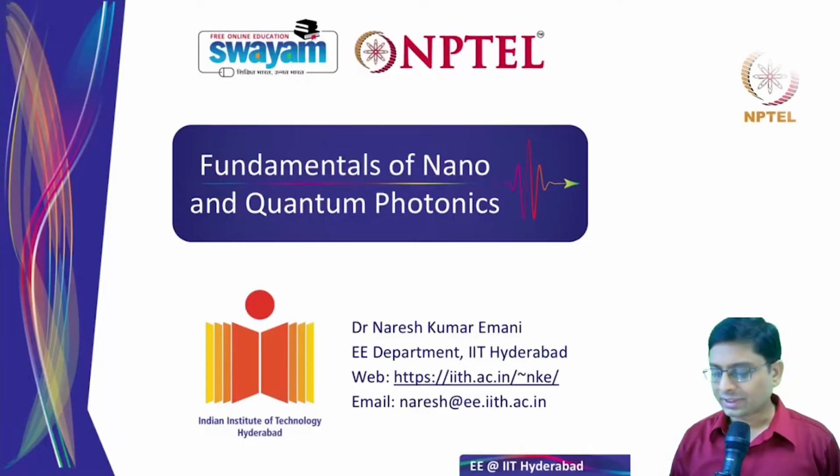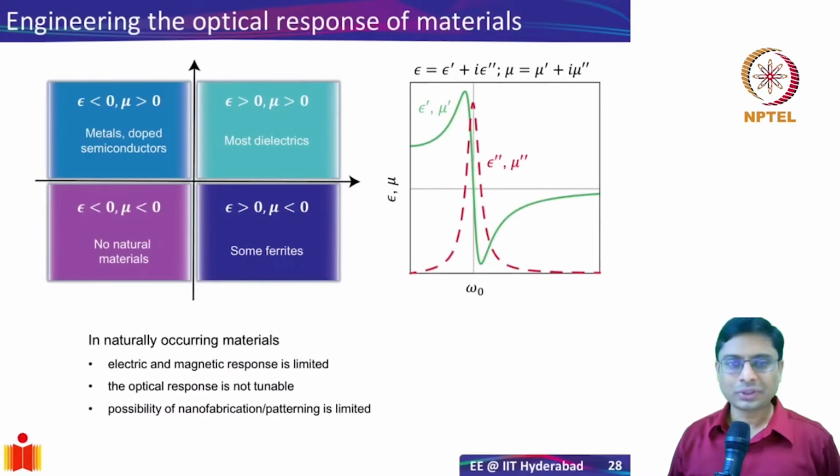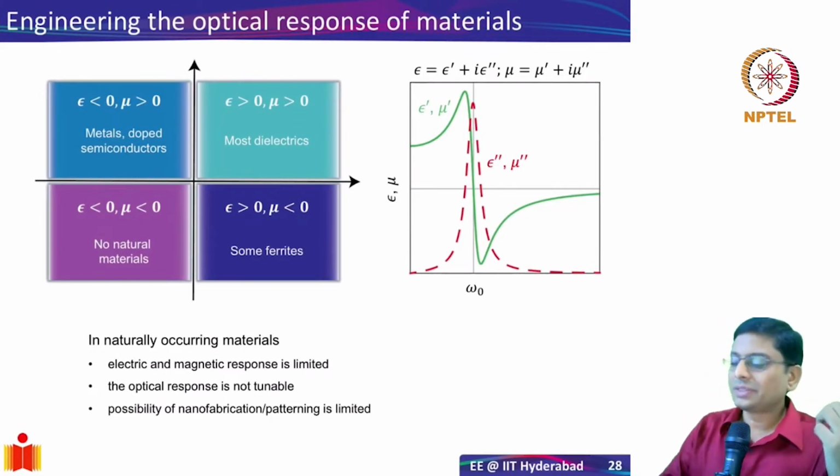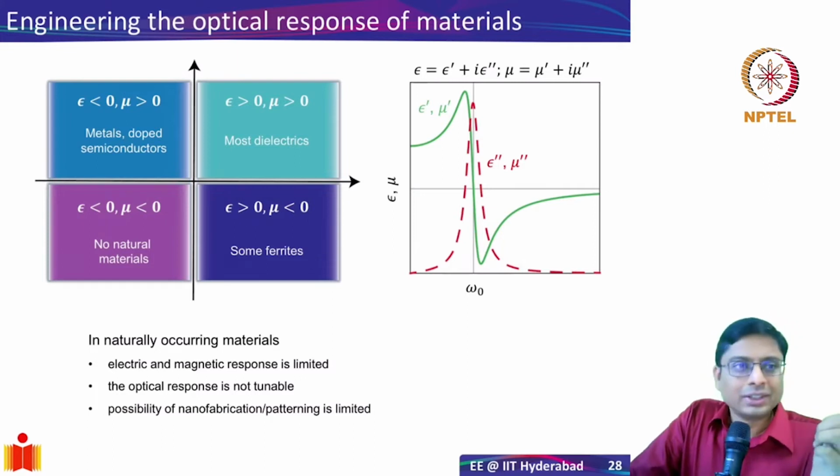All right, let's get started. So far this week we have looked at optical properties of materials, and we have focused so far on naturally occurring materials, dielectrics, metals, and so on. Now we want to focus on how we can engineer. Rather, we will see what are engineered materials. I'll explain in a moment what that is.